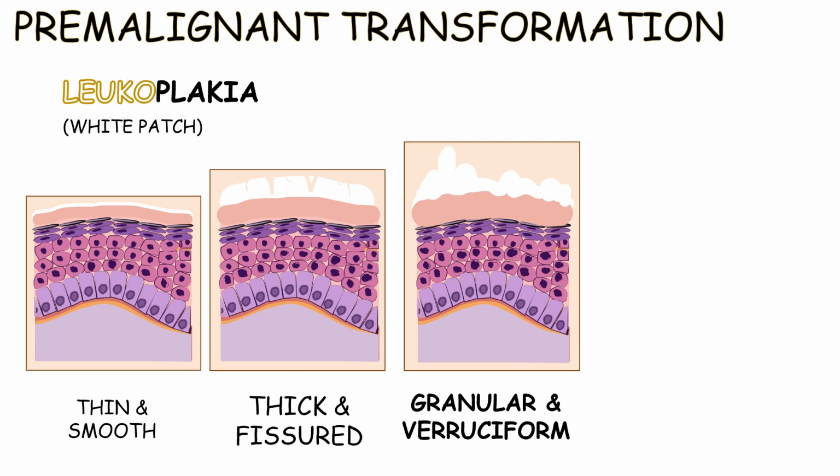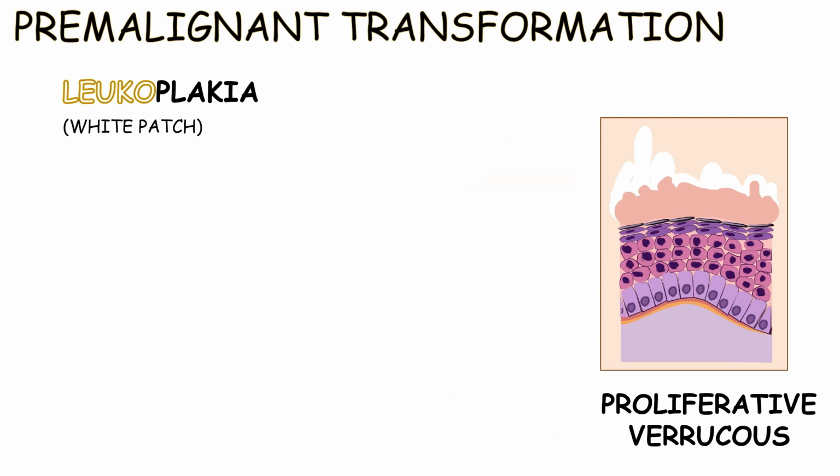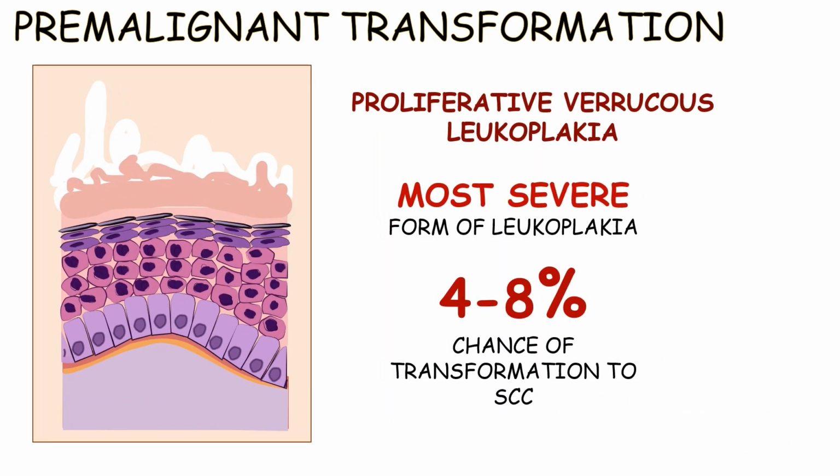However, if the causative factors still remain in the life of the affected person, this can eventually progress to a proliferative verrucous leukoplakia variety. Proliferative verrucous leukoplakia is the most severe form of leukoplakia and has a 4 to 8% chance of transformation to squamous cell carcinoma.